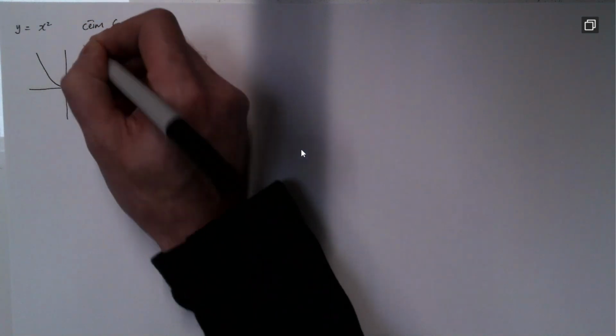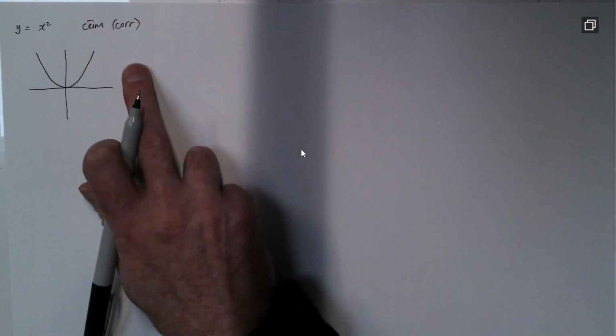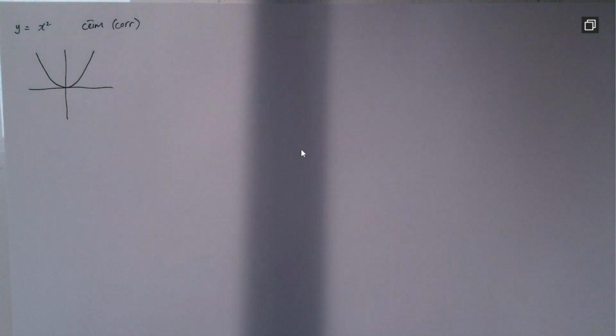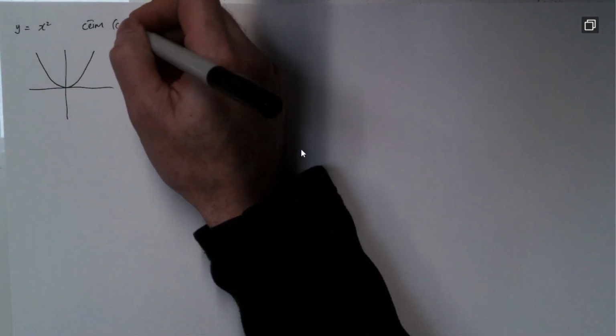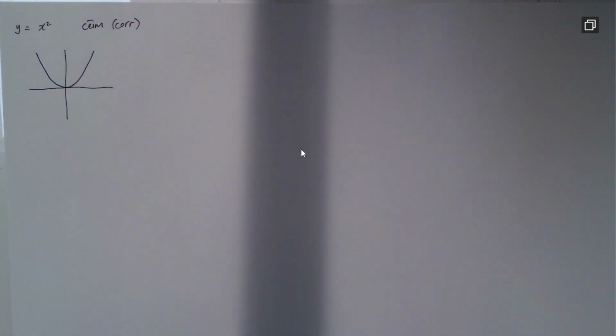Now remember the arms of a graph. If it's even and positive, it's 2 arms up. So first, just remember the graph of x squared.